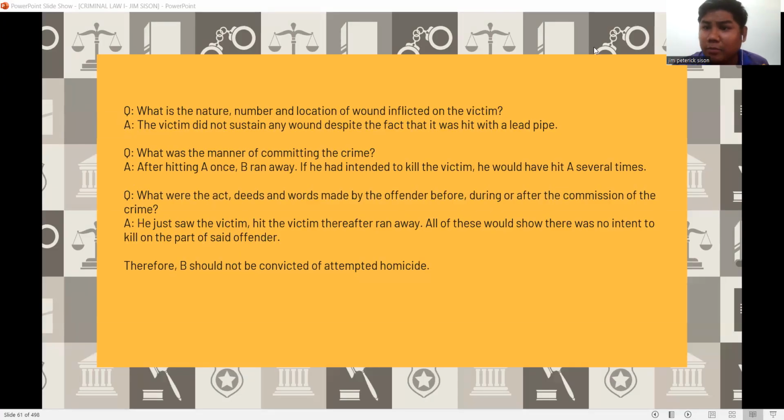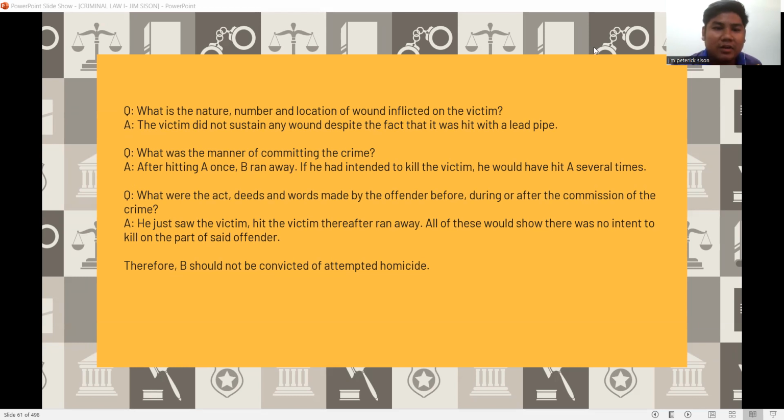What was the manner of committing the crime? After hitting A once, B ran away. If he had intended to kill, if there's intent to kill the victim, he would hit A several times. But in the example given, he hit him on the head only once. So there's no intent to kill.